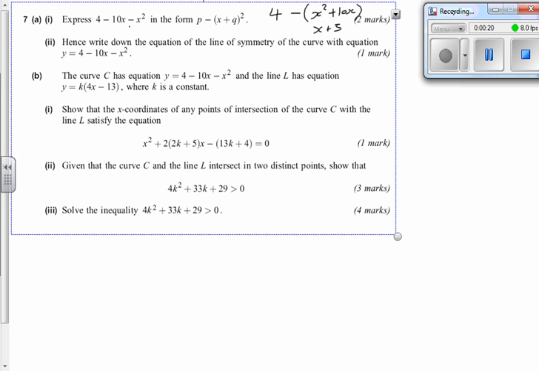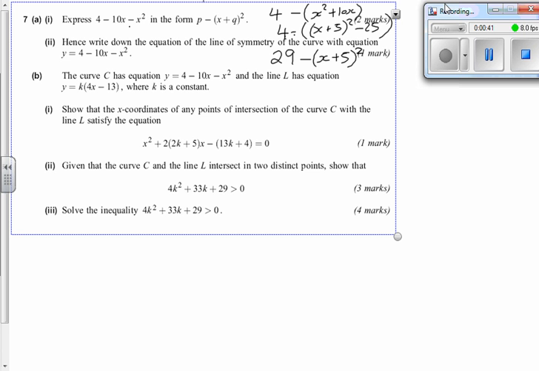Now that's the same as x plus 5 all squared take away 25, half of 10. And it's 4 minus all of that. So I've got 4 minus 25. So I've got 29 minus x plus 5 all squared.